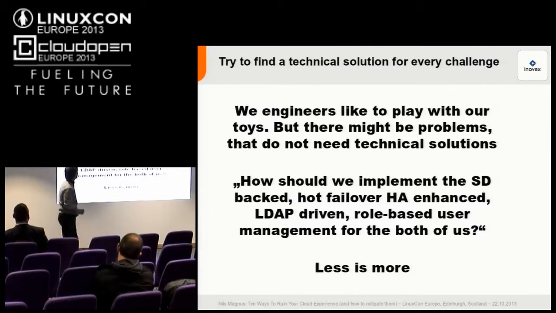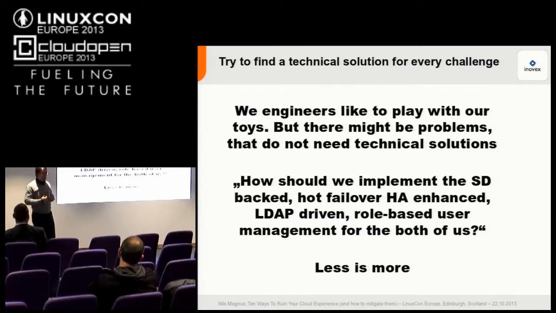How should we implement the SSD-backed hot failover, high availability enhanced, LDAP-driven, role-based user management for just you and me, for example? Isn't it enough to, in this case, share the root password, which might be easier to implement? Not that I'm a big fan of shared passwords, to say the least, but we just failed in this situation to think about whether this is necessary for the business case or the use case. And there are so many situations. I hope that the people who actually implemented it had thought about this in the first place.